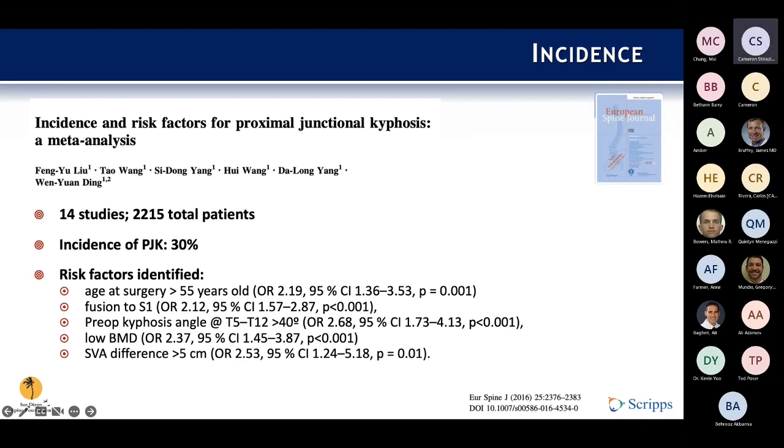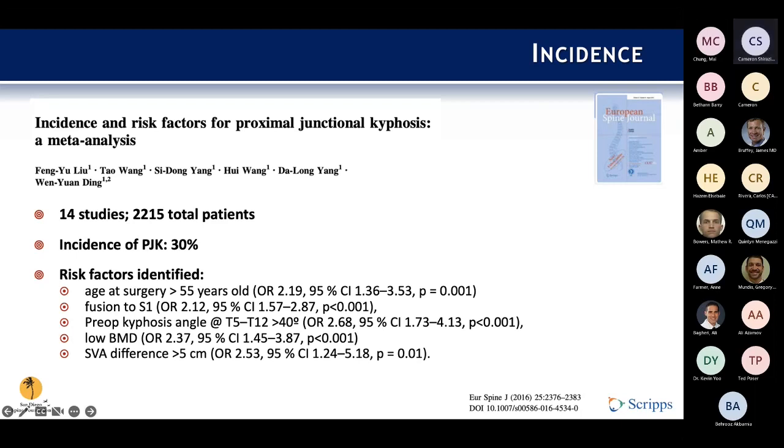This is a meta-analysis from 2016 in European Spine Journal. Once again, looking at incidence and risk factors for PJK. They looked at 14 studies, so it ended up being 2,215 patients. Their incidence was about 30%, and the risk factors that they identified are listed here. Age at surgery greater than 55, fusion to S1, preoperative kyphotic angle from T5 to T12 greater than 40 degrees, and an SVA difference of greater than 5 centimeters.